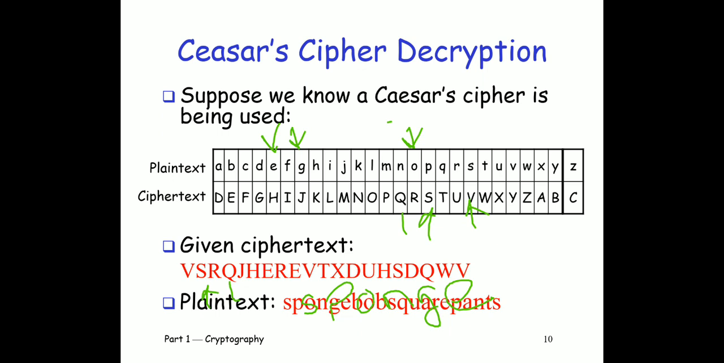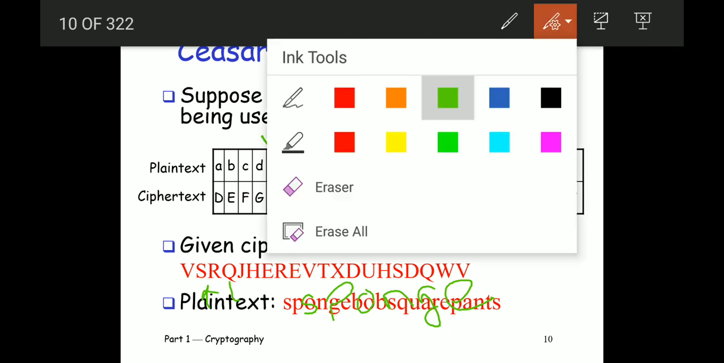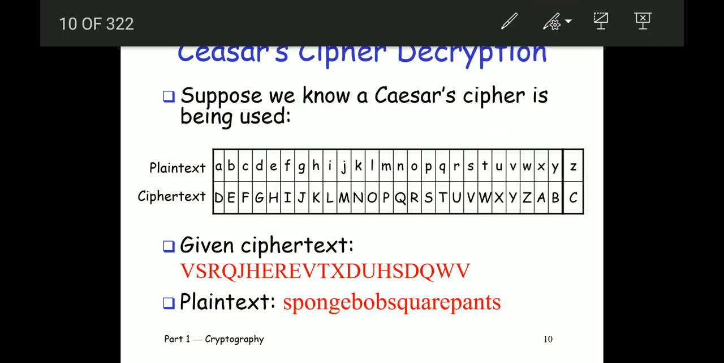So you can see the plain text of the ciphertext here. Given is the ciphertext VSRQJ, which is in some scribbled format and doesn't make sense, but when converted back into plain text, it means "sponge bob square pants". It has a meaning to it.